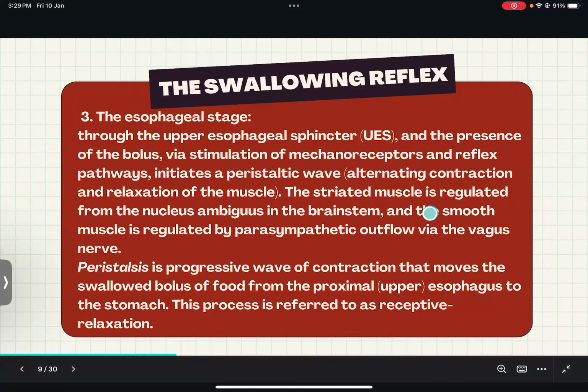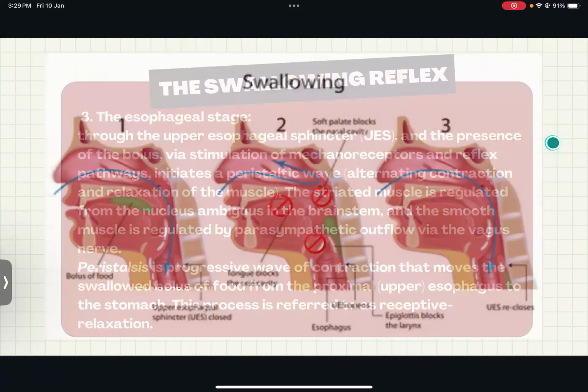All you need to know from here, other than what I just said, is that the skeletal muscle is regulated by the nucleus ambiguus, and the smooth muscle is regulated by the vagus nerve. All good?